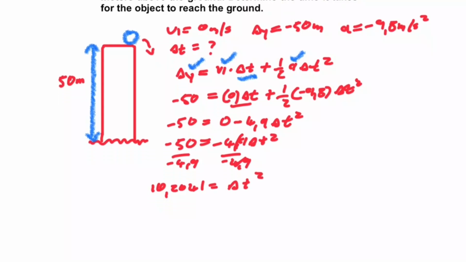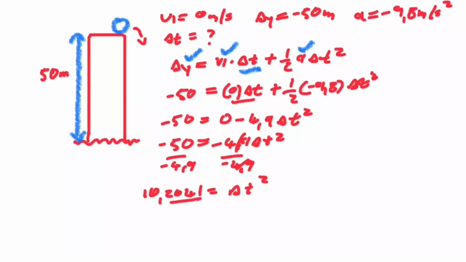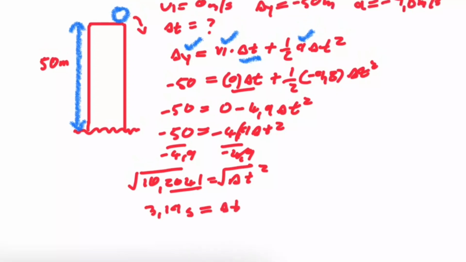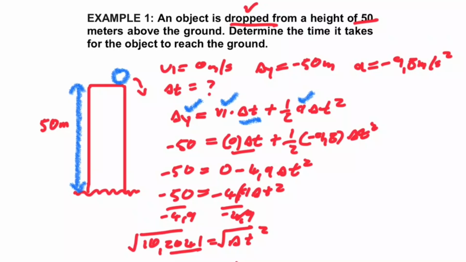So about the rounding off: before the final answer, you want to round off to 4 decimal places, okay? And then at the final answer, that is where you're going to round off to 2 decimal places. And now we can take square roots on both sides. If I do that, I get 3.19 seconds equal to delta t. So it will take this object 3.19 seconds to strike the ground or to reach the ground.